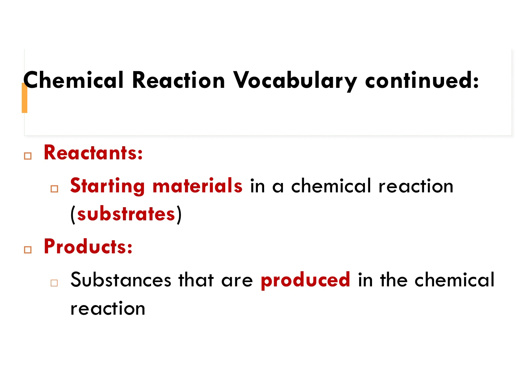All right, here's just a little bit more vocab. This is pretty similar to our first slide. So if you don't need to add vocab, you don't have to. But just our starting materials are our reactants. When we're talking about enzymes and reactions, they're also called substrates. And then our products is whatever is produced in that chemical reaction.